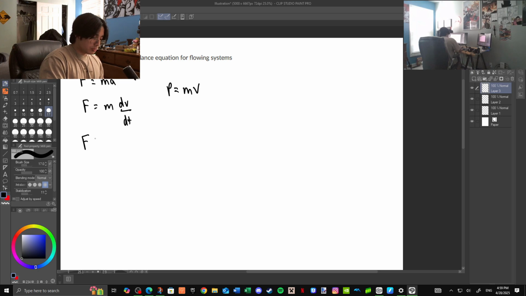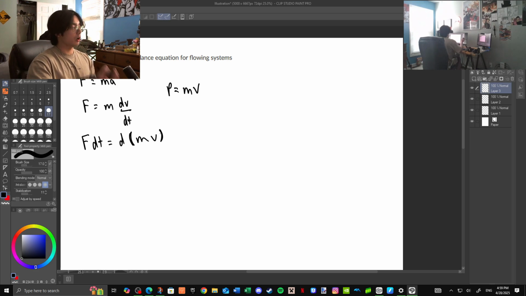And so in order to get this equation, we can actually multiply both sides by dt, so we get F dt on one side and then m dv on the other. But in a momentum balance equation, both the mass and the velocity aren't constants. So both of them are d. So this is basically the same as just d of p, but we're just going to keep it as d of m times v, right?